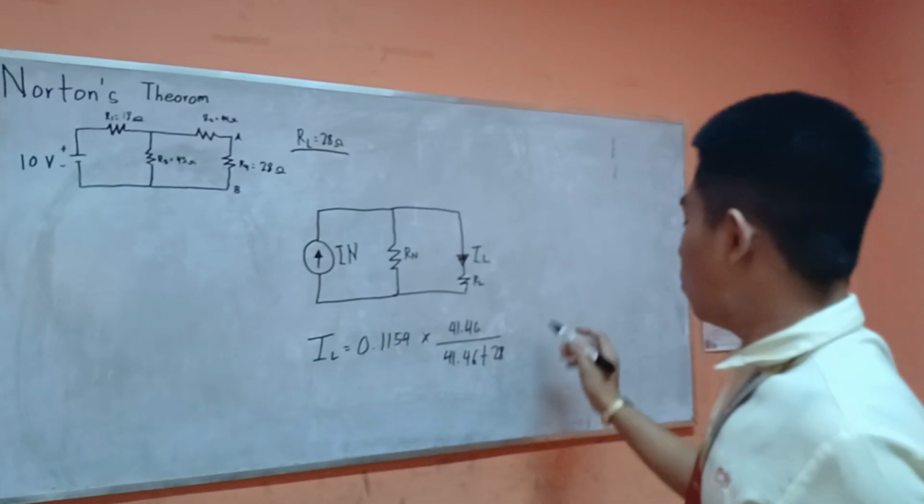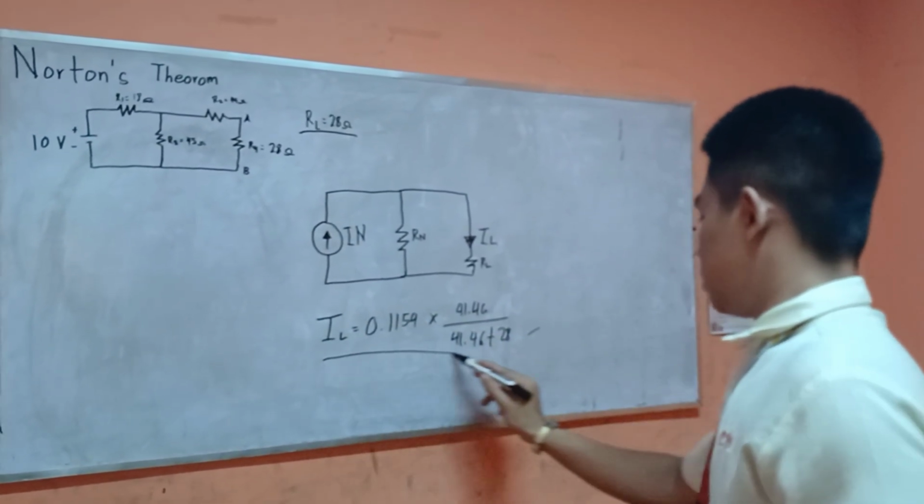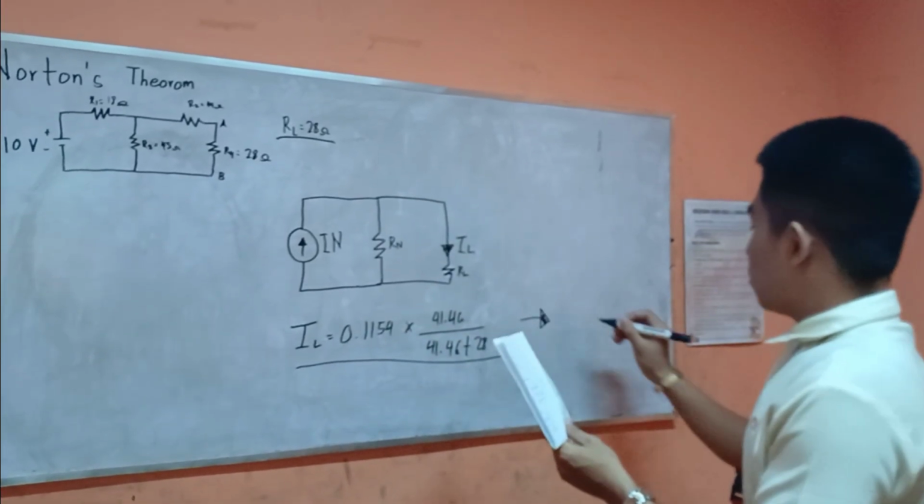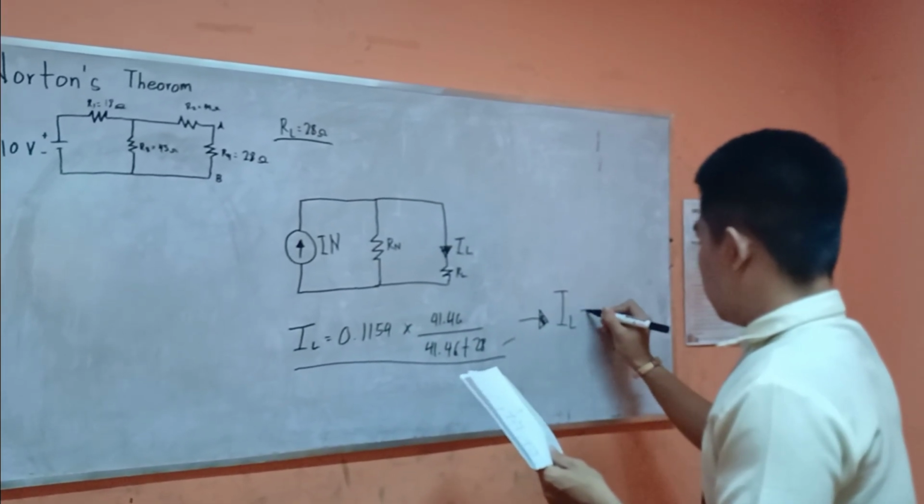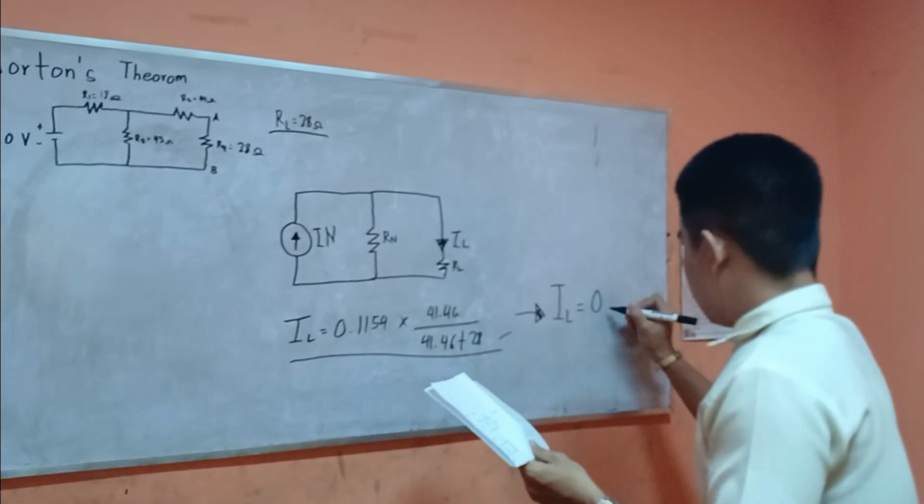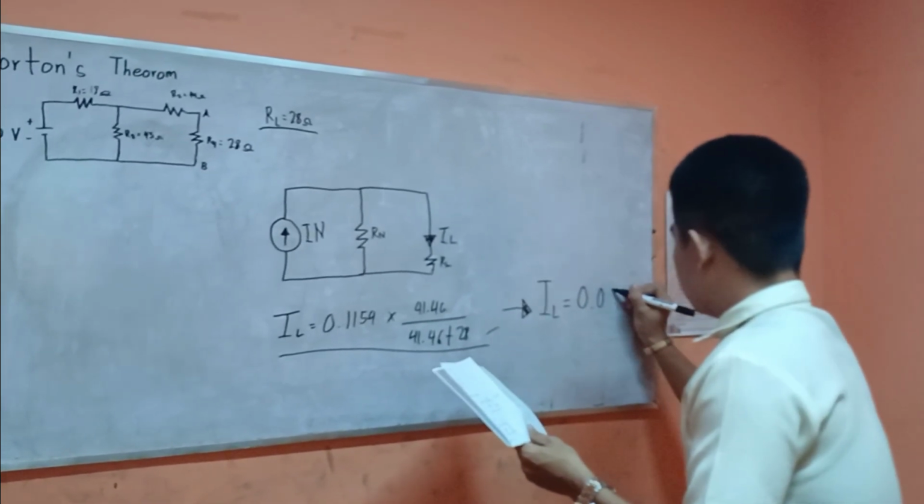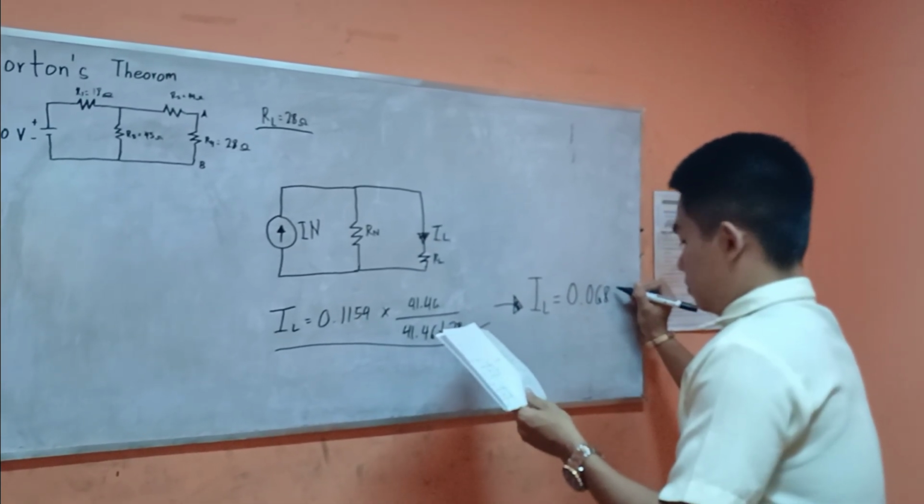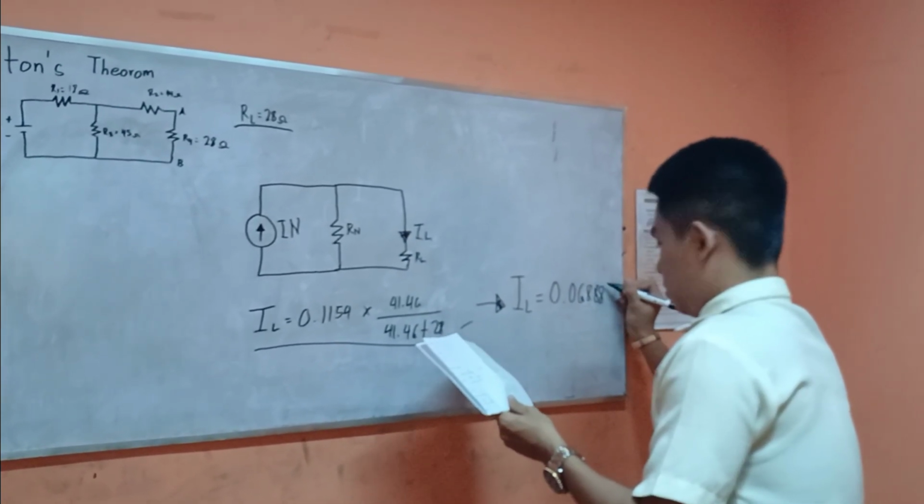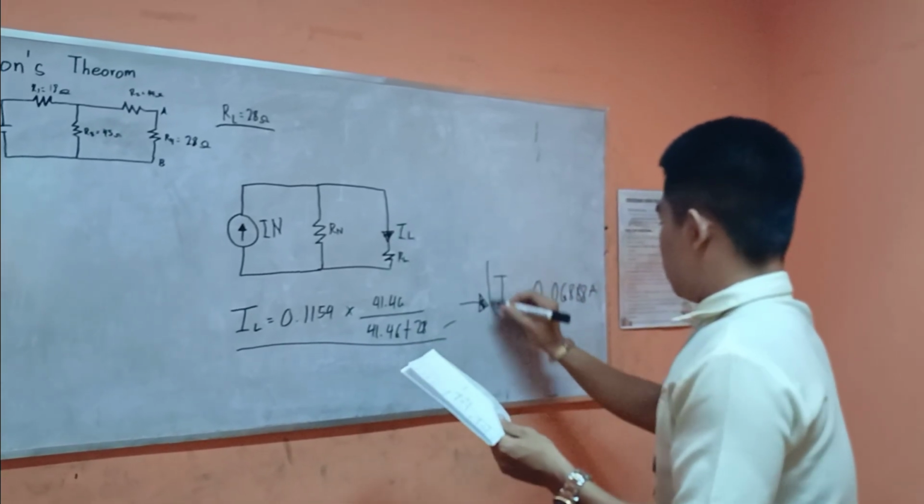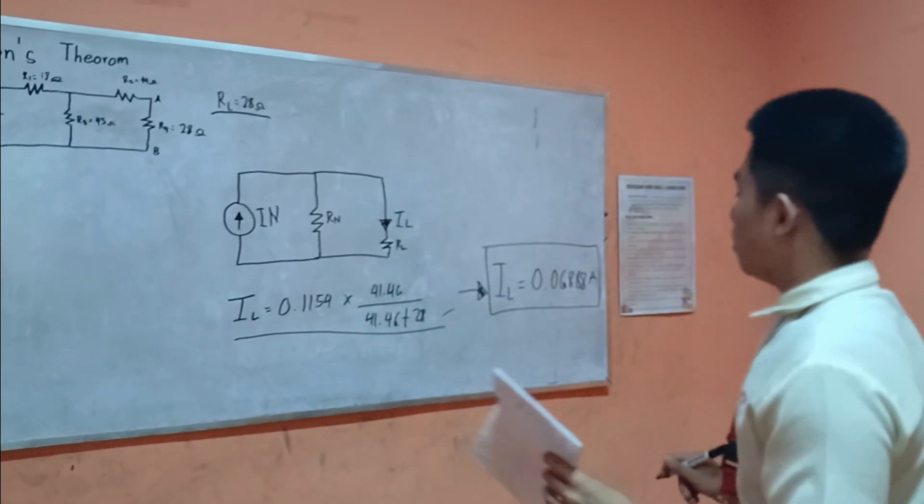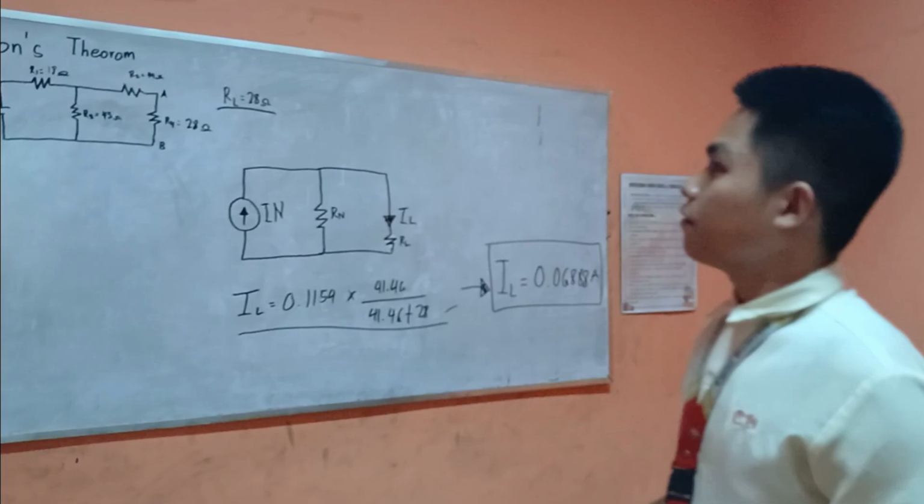Now, if you calculate all this, it will turn into current load is equal to 0.06888 amps. This is our final answer for Norton's theorem.